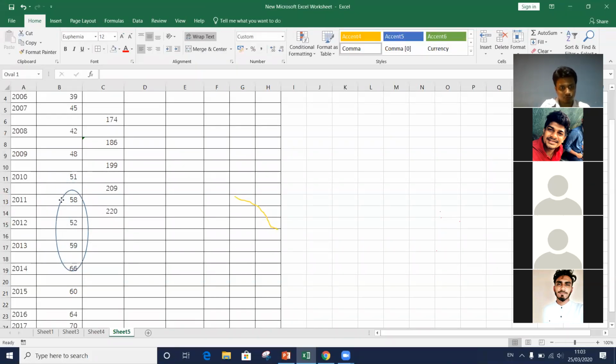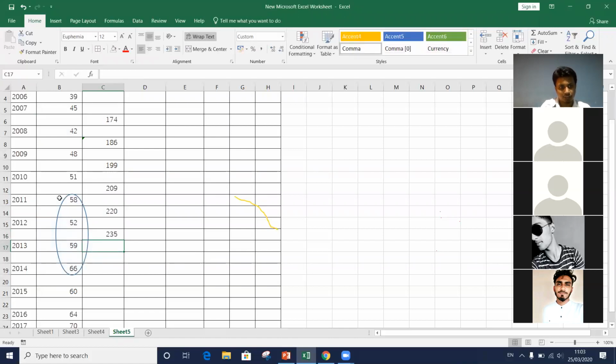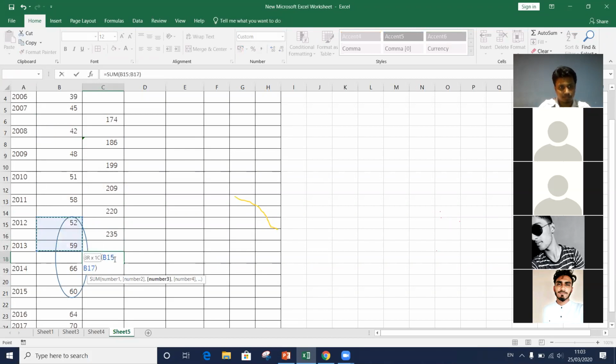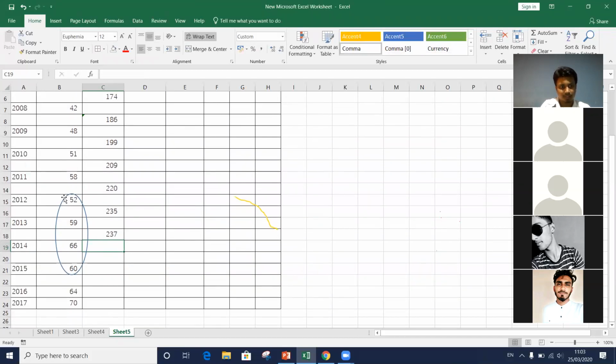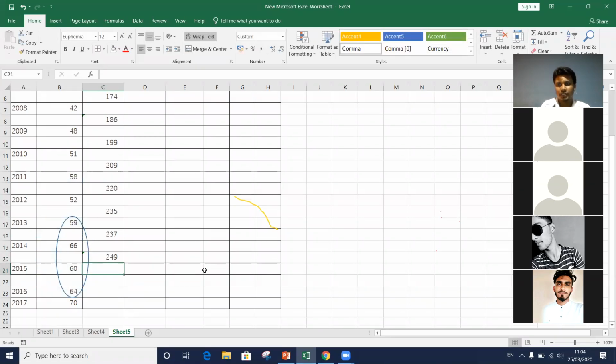Again, I'm going to move my group. Now my moving total should be 235. Again, I'm going to move my total. Now my total is 237. Again, I can move it. So here the total should be 249. For the last time also, this is the last group I can consider.